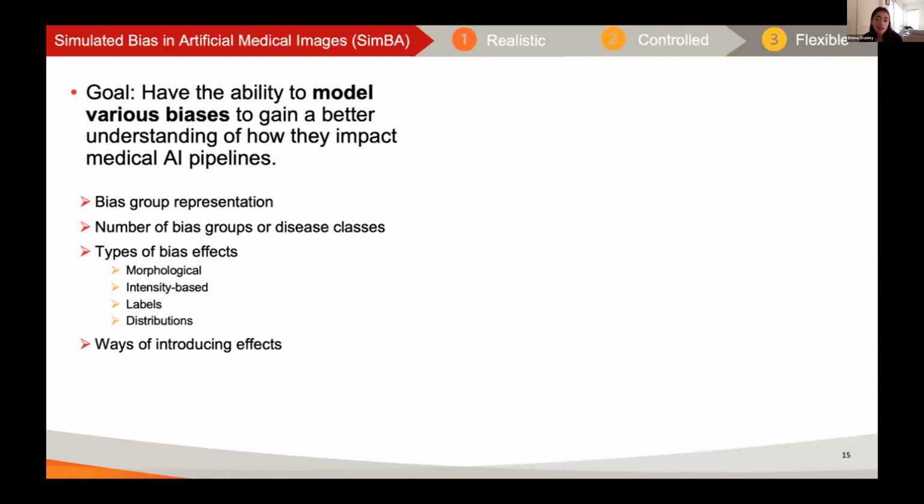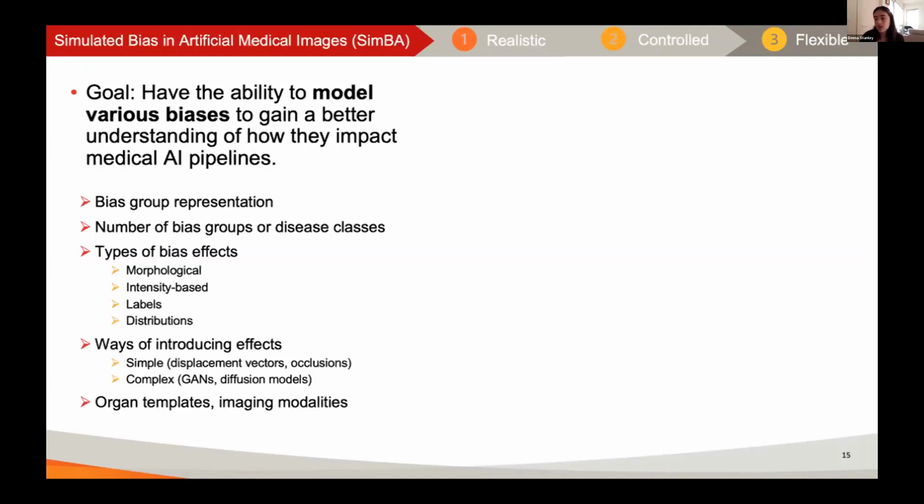It's not limited to the ways of introducing effects. As I mentioned, we are using PCA models in these experiments, but when we were first developing this framework, we were just using simple displacement vectors to model effects, or you could even replace those PCA models with something like GANs or diffusion models.